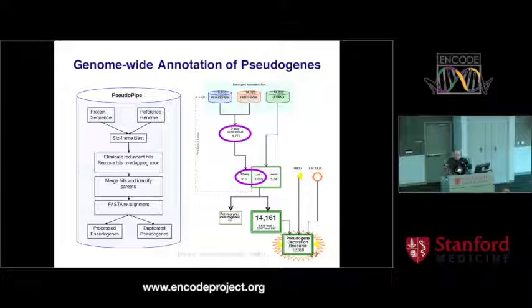So the lab has been involved in annotating pseudogenes in the genome. We've got our own pipeline for doing this. And as part of the GenCode project, we've been collaborating with RetroFinder, which is at Santa Cruz, and Havana, which is at Sanger, to combine the annotation output from the three different pipelines in order to get a consensus set of pseudogenes, and this is part of GenCode.